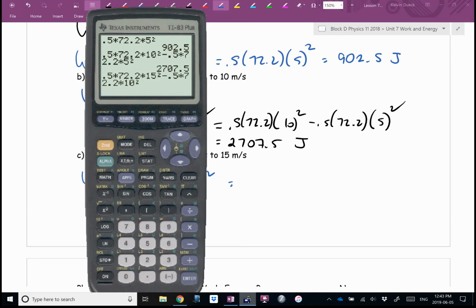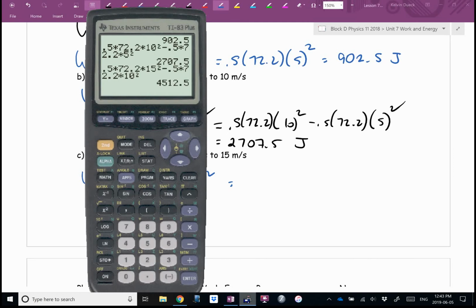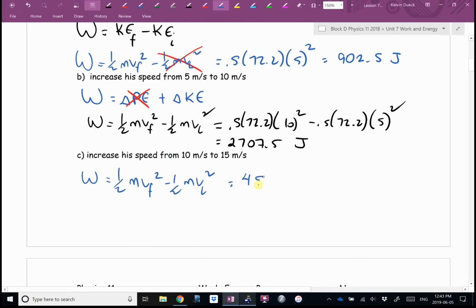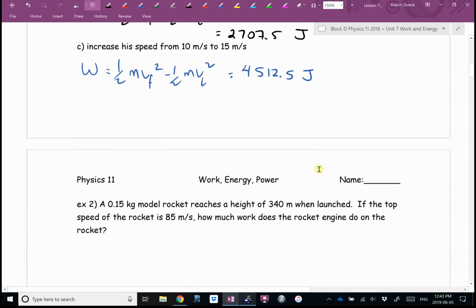Have I gone on a rant occasionally about getting a good calculator? I hope I have. And I got 4,512.5 joules. The faster you go, the more work it takes to increase your speed, the more energy it takes to increase your speed. Why? The work-energy theorem, and that's squared. Is that okay, Ron? Yeah. Good. Next page over.